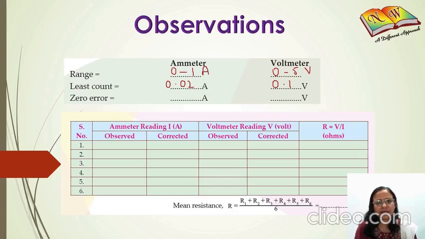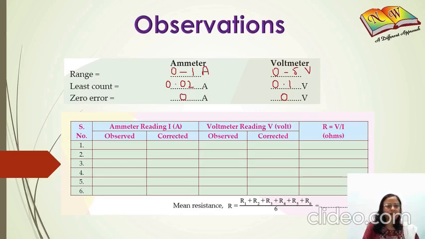So the zero errors were not there. I'm marking it as 0 because for both our devices, the ammeter and the voltmeter, we checked if there was any deviation before we performed the experiment, but the needle was pointing exactly at 0. That means there were no zero errors. Now let us fill in the readings.